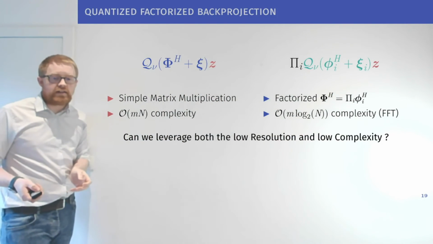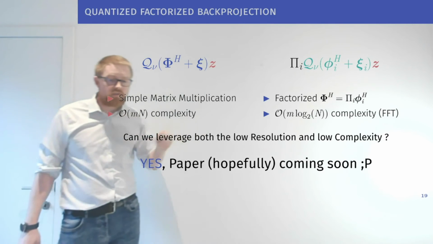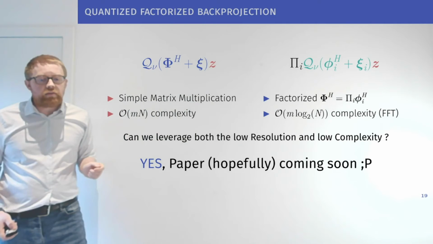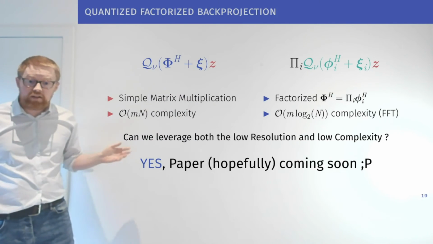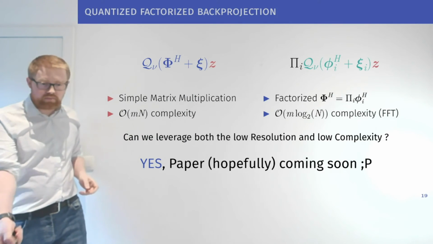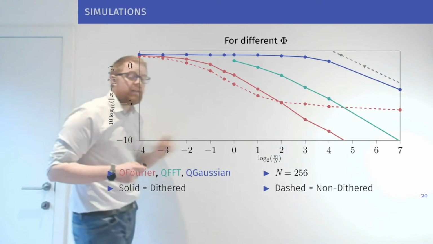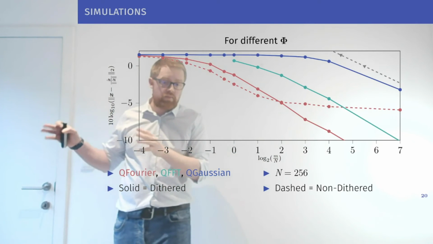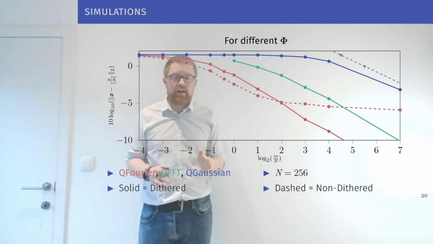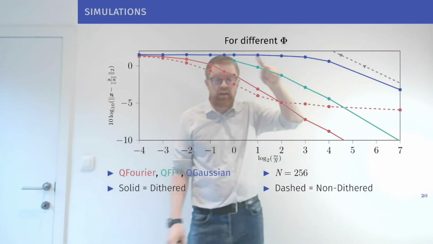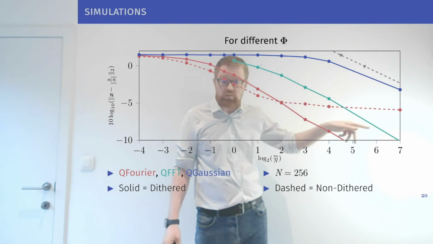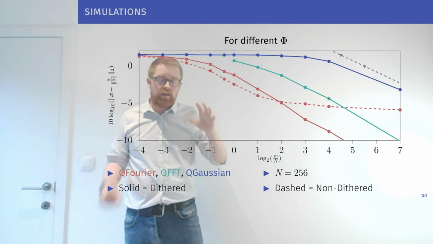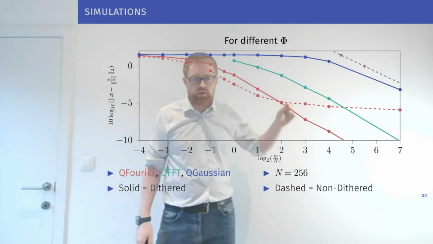The short answer is yes, and I'm working on finishing the draft as we speak, so the paper will be coming soon. But while we wait for me to finish the draft, let's have a sneak peek of the performances that we can get. Here, the red curve is what we had before, so it is the quantized back projection on quantized data when you apply it as a matrix multiplication. And this is, for a Fourier transform, the QFFT, so the quantization on each element of the factorizable model.